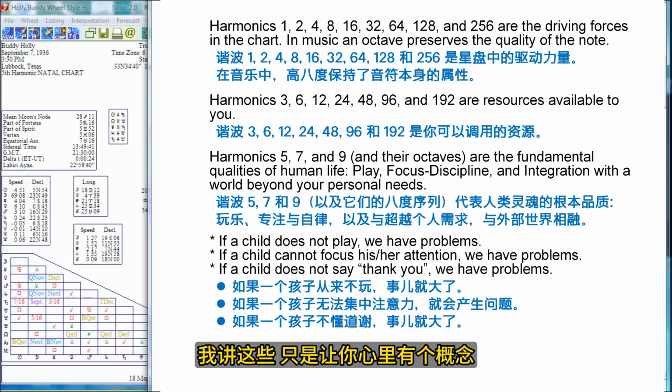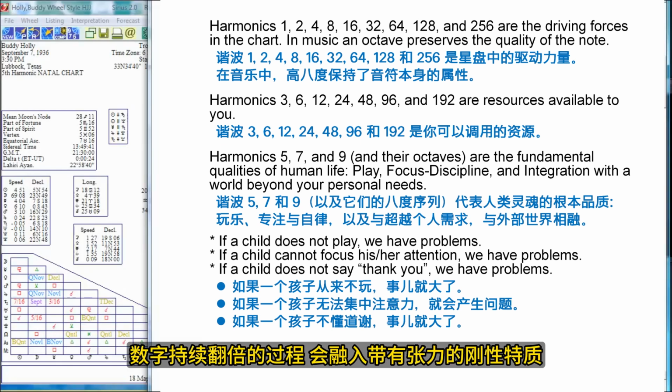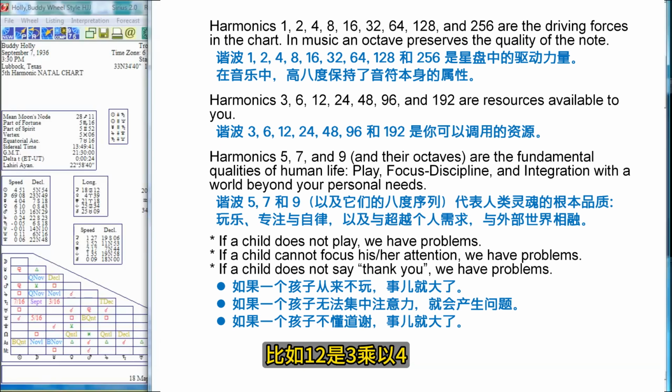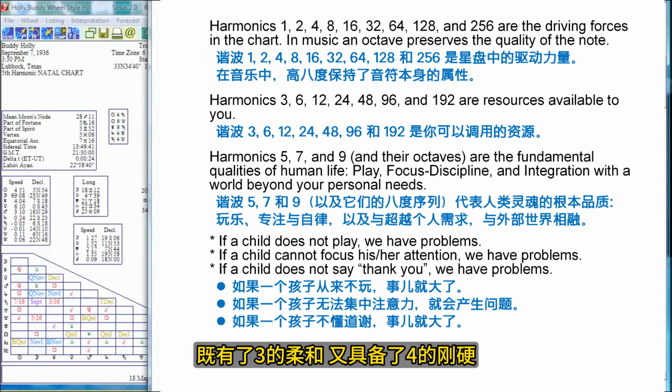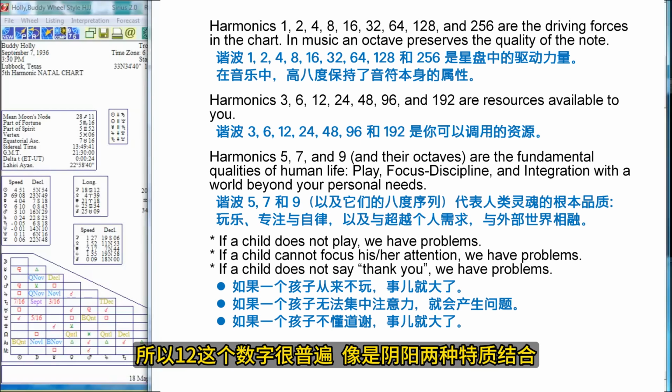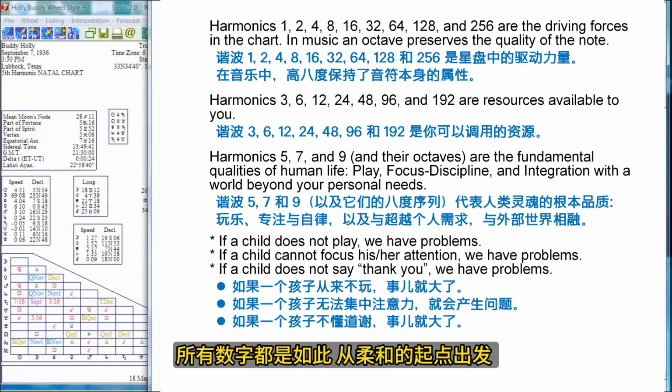But just to give you an idea of what I'm talking about, with these harmonics you're doubling, which adds a hard number. For example, 12 is 3 times 4. So you're getting the softness of 3 and the hardness of 4. That's why 12 is such a universal number. It's like the combination of yin and yang. And all these are. You're starting with the soft, but then you're doubling, and they become resources to you. These are harmonics where you want to do something.